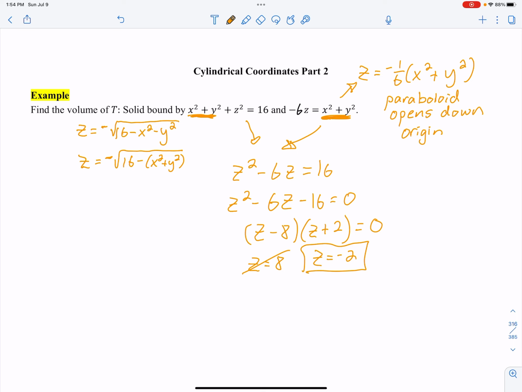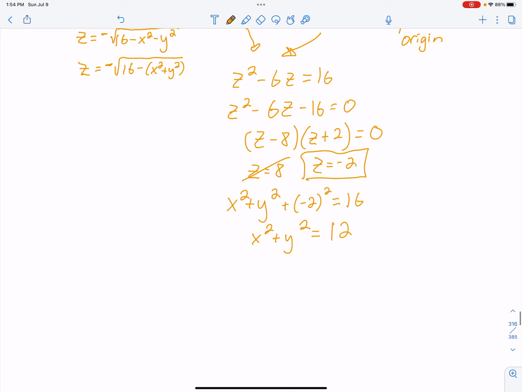Well, that means I can just take my sphere now and plug in x squared plus y squared, and then plug a -2 in for z. So -2 squared plus x squared plus y squared equals 16. And that's going to give me x squared plus y squared. That's going to be a 4. If I subtract that over, that's a 12. So the radius of the circle projected onto the xy plane is going to be the square root of 12, so 2 root 3.